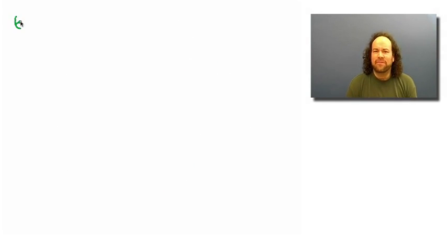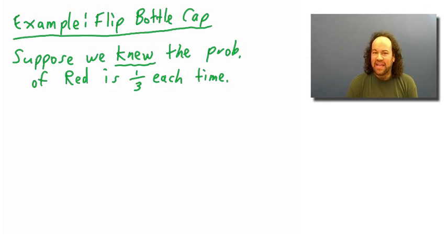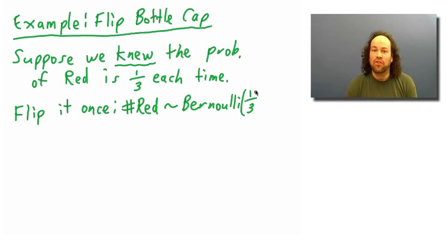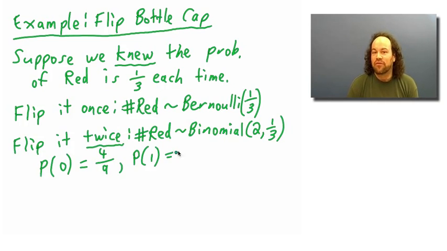Or if we imagine flipping those bottle caps like we did last time, well, suppose we knew that the probability of getting red on each bottle cap was 1/3. In that case, if we flip one bottle cap and count the number of reds, then that would be the Bernoulli 1/3. Or if we flip the bottle cap twice and count the number of reds, then that would be the binomial 2, 1/3. And we can work out the probabilities for that as we did.